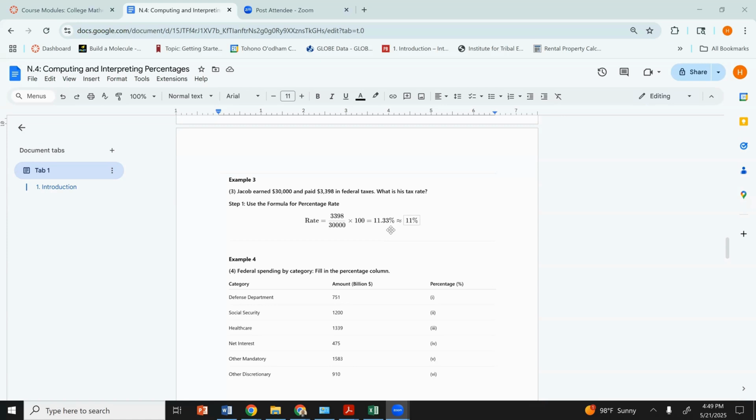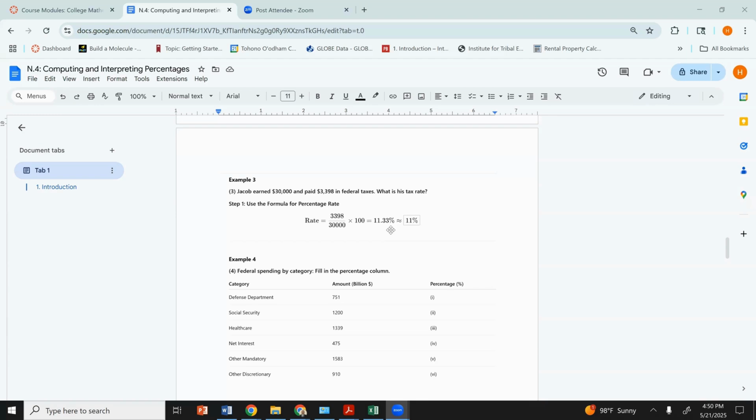So that's the meaning of this number, 11% of 30,000. So roughly 11 out of every $100 he earned goes towards taxes. So it makes it very easy to compare and understand if you make things out of 100, right? So that's the purpose of using percentage to compare figures.